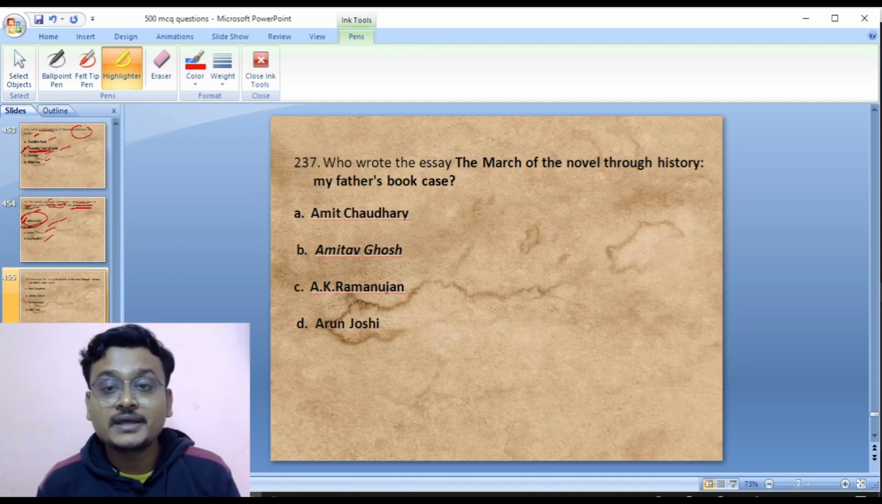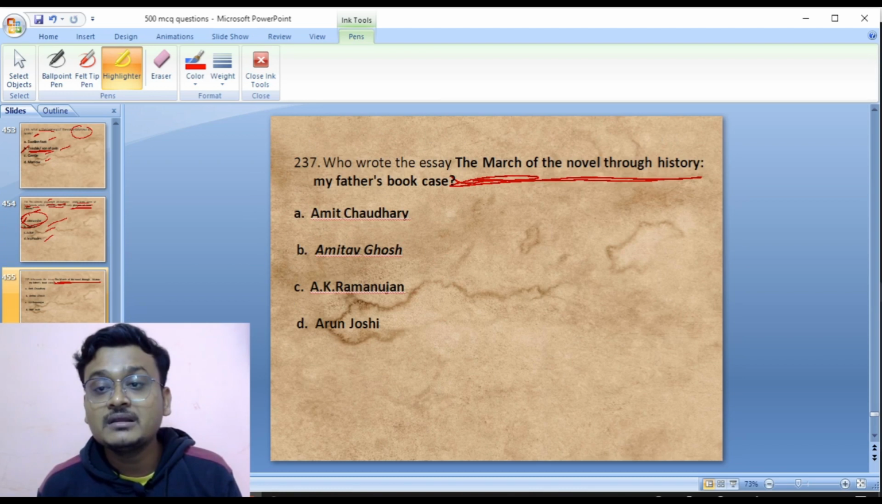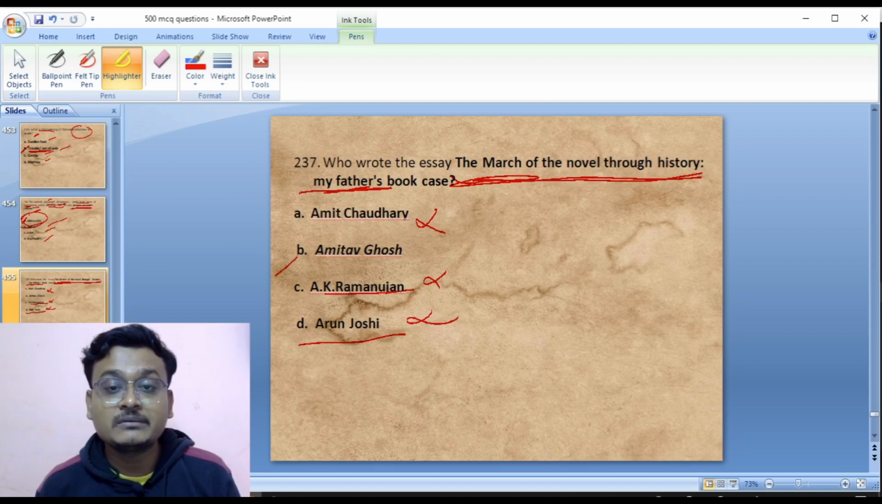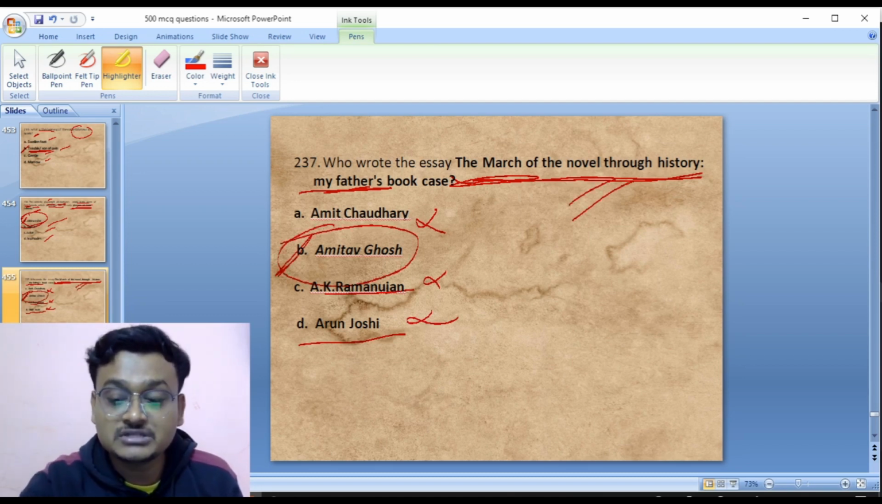Who wrote the essay The March of the Novel through History? My Father's Bookcase. Amit Chaudhuri, no. A. K. Ramanujan, no. Arun Joshi, no. So it was written by Amitav Ghosh. Amitav Ghosh has written The March of the Novel through History, My Father's Bookcase.